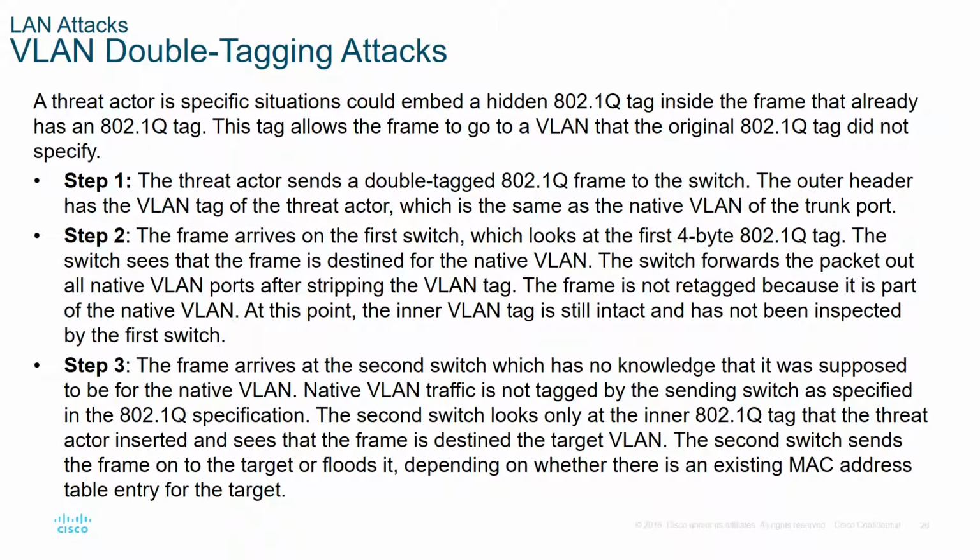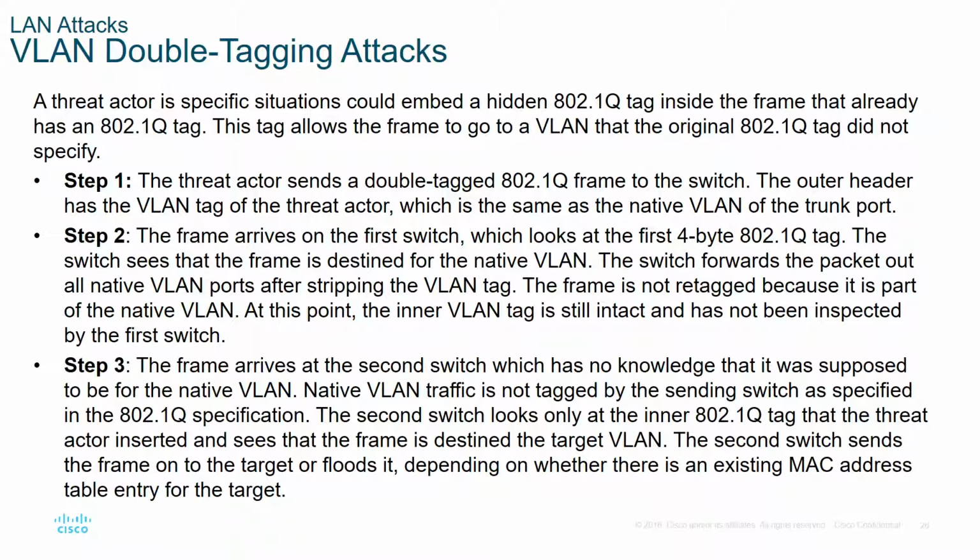VLAN double tagging attacks. A threat actor in specific situations could embed a hidden 802.1Q tag inside the frame that already has an 802.1Q tag. This attack allows the frame to go to a VLAN that the original 802.1Q tag did not specify. Step 1. The threat actor sends a double-tagged 802.1Q frame to the switch. The outer header has the VLAN tag of the threat actor, which is the same as the native VLAN of the trunk port.